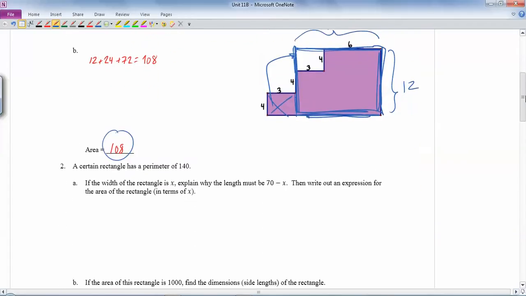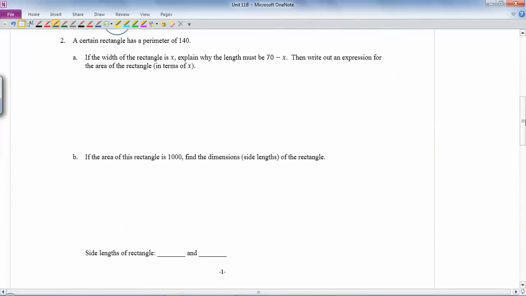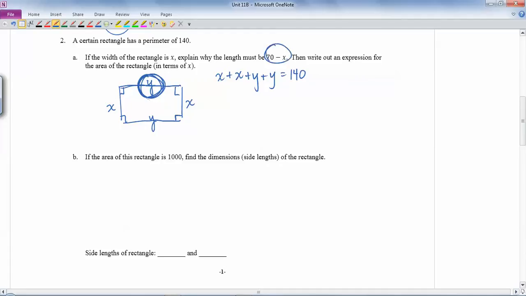Okay, let's take a look at number 2. So we've got a certain rectangle, perimeter is 140. Perimeter is the distance all the way around the rectangle. So let's draw a little rectangle here. If the width is x, then we'd have to explain why the length is 70 minus x. So let's pretend we don't know what the length is. We'll call it y. So then x plus y, that's the distance all the way around. That's got to be 140. The goal is to show that y, the length, has to be this.